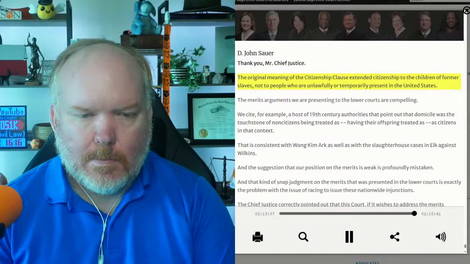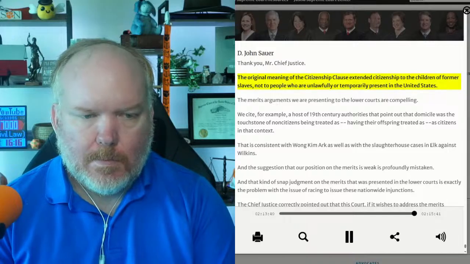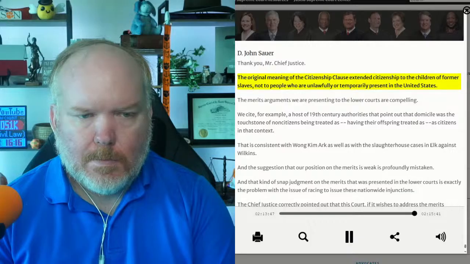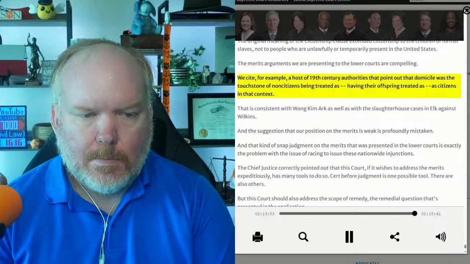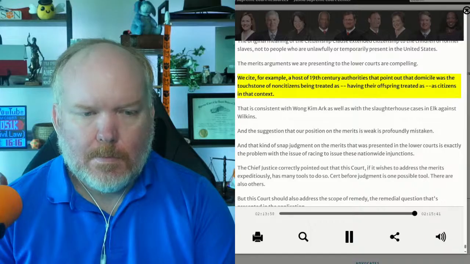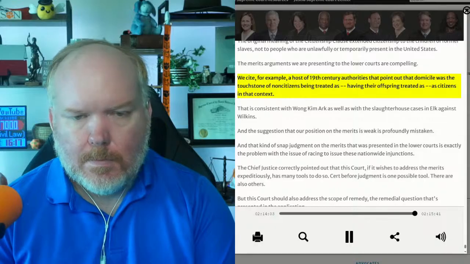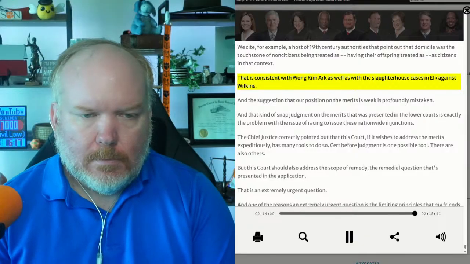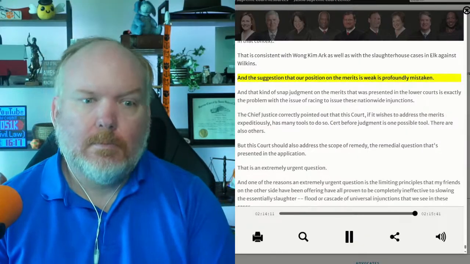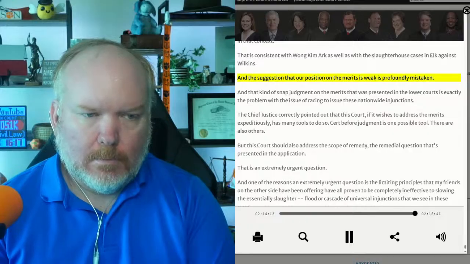Thank you, Mr. Chief Justice. The original meaning of the Citizenship Clause extended citizenship to the children of former slaves, not to people who are unlawfully or temporarily present in the United States. The merits arguments we are presenting to the lower courts are compelling. We cite, for example, a host of 19th century authorities that point out that domicile was the touchstone of non-citizens having their offspring treated as citizens in that context. That is consistent with Wong Kim Ark as well as with the Slaughterhouse Cases and Elk against Wilkins, and the suggestion that our position on the merits is weak is profoundly mistaken.